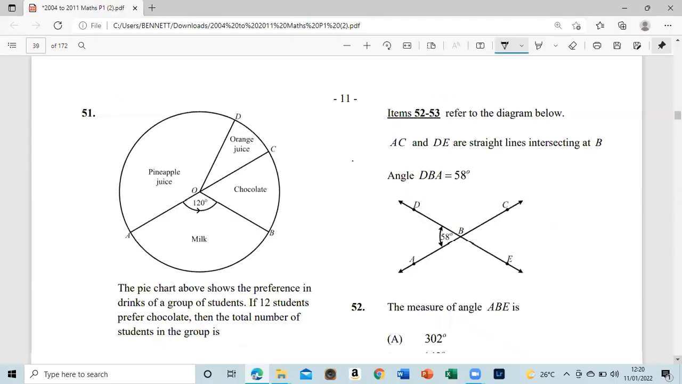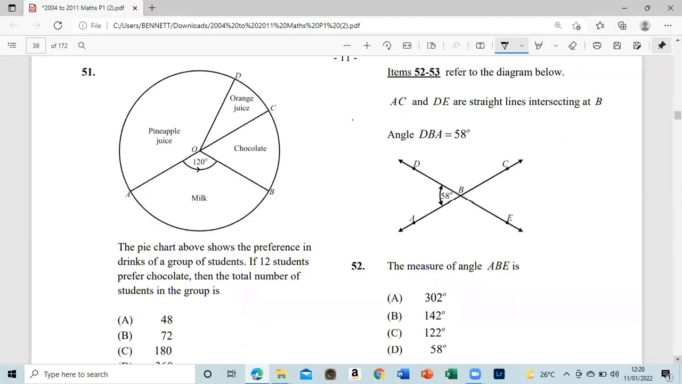The pie chart shows the drink preferences of four groups of students. If 12 students represent chocolate, what's the total number? So this would be 60. So if this is 60 and this is 120, this is double, so this is 24. And this side is equal to this side, so this side is also 24. So that's 48. Alright, so let's move on to 52.